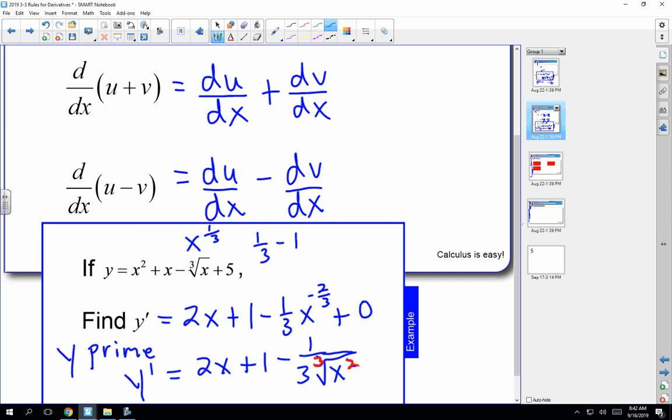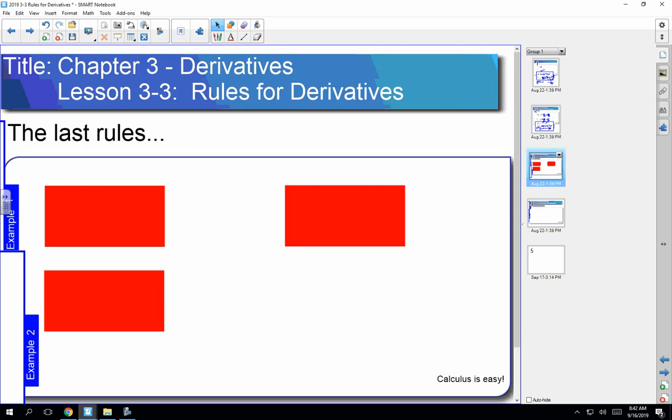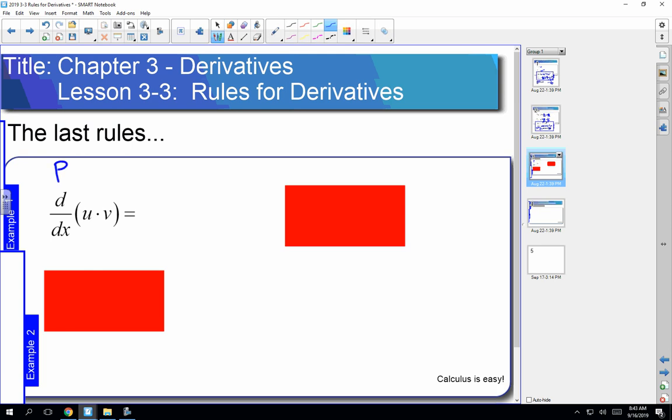All right? So there's the first four rules. We have more coming. But so far, they're pretty intuitive. Not too bad yet. So here we go, 3 more of them here. Derivative d dx of u times v. This one's called the product rule. I might name it here. Product rule.